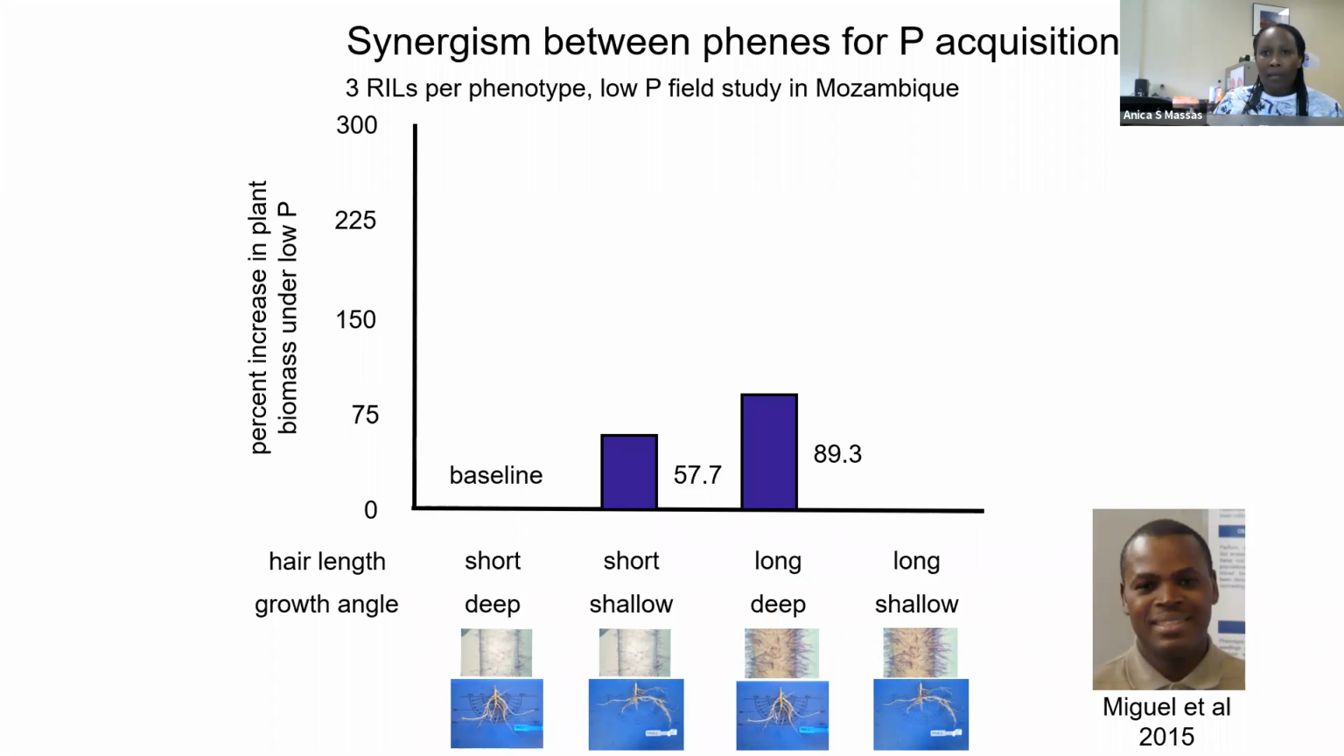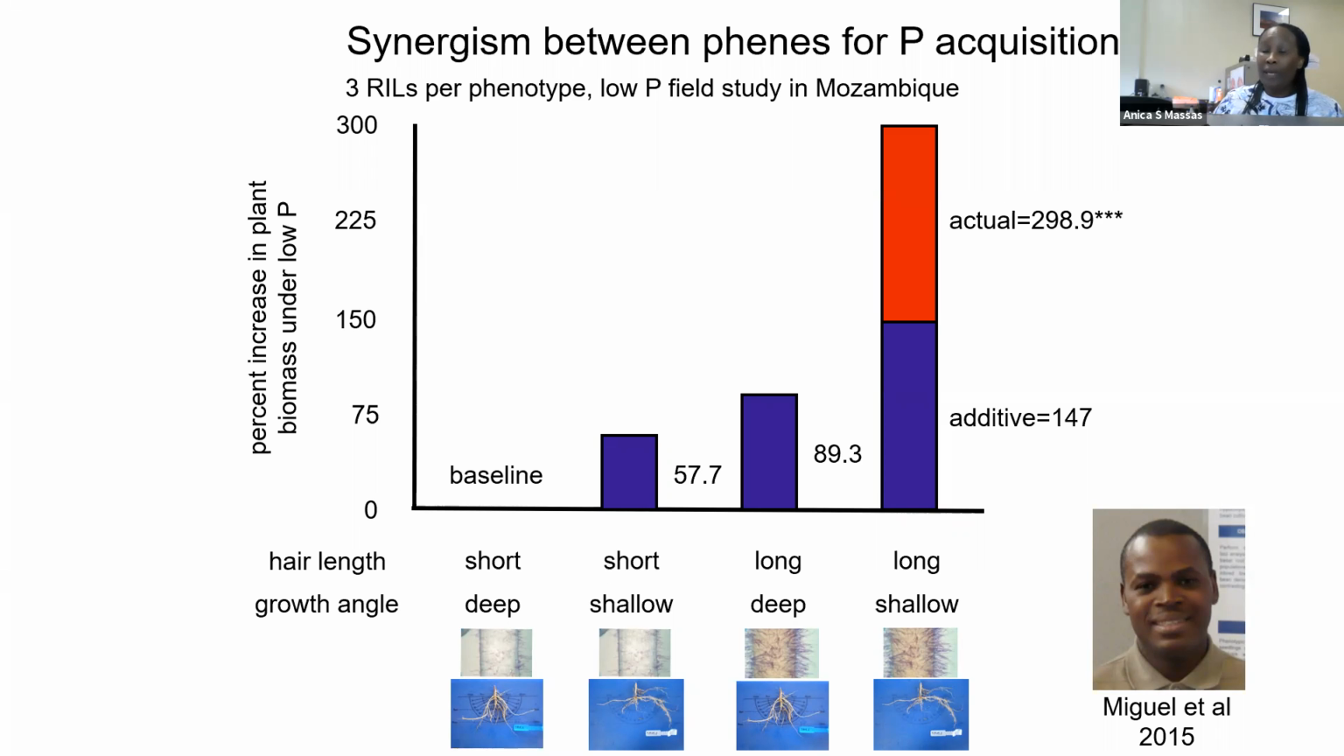If we combine those good traits, long hair and shallow growth angle, we expect to see an increase of 150%, but actually we see an increase of 300%. This is because of a trait synergism relationship.